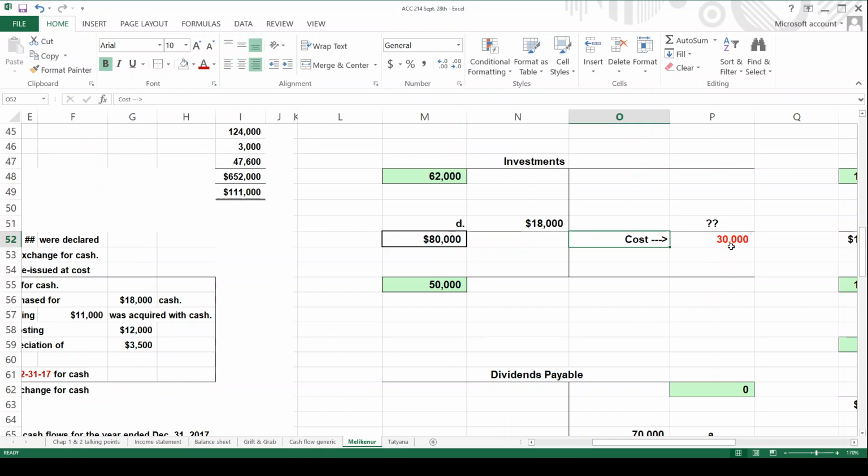And what's the chances of us selling something that cost $30,000 for exactly $30,000? The answer is almost nil. So we're going to have to adjust this number here. All right, let's see. Now, 18,000, that's pretty straightforward. That's going to be what?